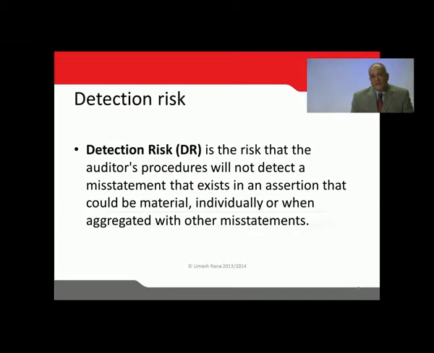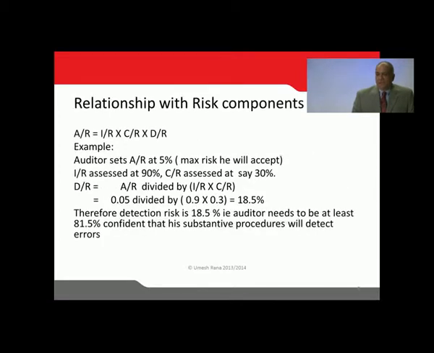Therefore, if the auditor wants to keep his detection risk low, that means he wants to be more confident that his procedures will detect misstatements, then he's going to have to do more substantive procedures by doing or obtaining bigger sample sizes. Bear in mind that detection risk is the only risk that the auditor can manage. And the relationship between these three components is shown and illustrated on this slide.